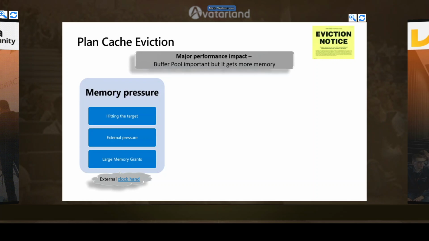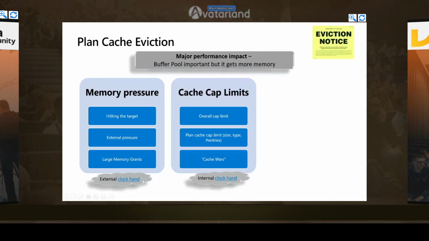So what happens is this. When the clock hand moves, we start marking these plans for eviction. And then after a certain number of passes from the clock, we'll actually do the eviction itself. So it's a way of us not immediately getting rid of things, but using a clock sweep algorithm to decide, hey, so many times I've had to come through here and had problems with pressure, I may need to remove a plan from cache. So that's pressure. It could be internal pressure, external pressure, or large grants.